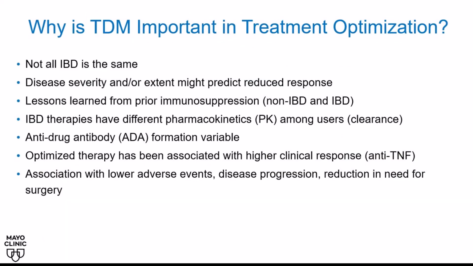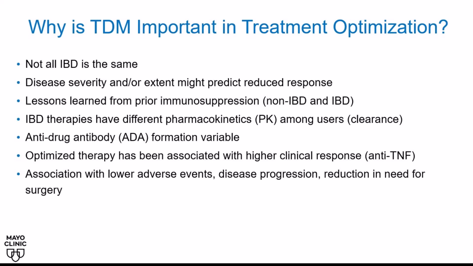Therapeutic drug monitoring is important for treatment optimization because we know, again, that not all IBD is the same. We've seen many patients with Crohn's disease that otherwise on paper can look very similar, but we know that their disease phenotype is very different. We know that disease severity and or extent might predict a potential reduced response. An example would be a patient that's hospitalized with acute severe ulcerative colitis. We know that those patients actually require the highest amount of drug to be able to potentially achieve a level of healing. We've learned lessons from prior immunosuppression therapies, including both non-IBD as well as IBD-related therapies. Many of our therapies have different pharmacokinetics, and they have different pharmacokinetics among different users.